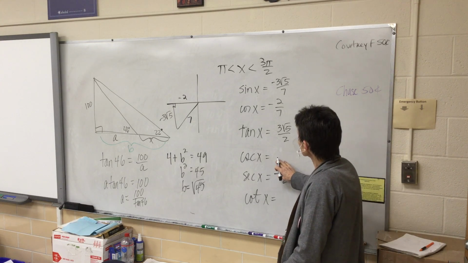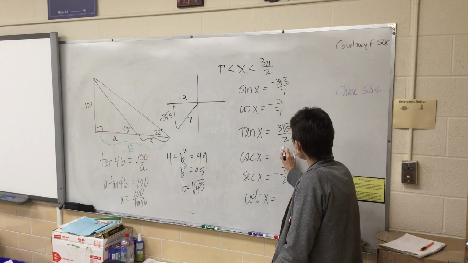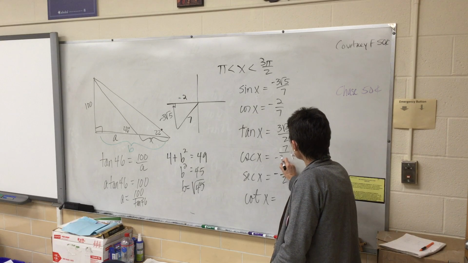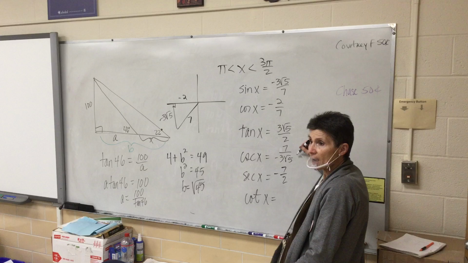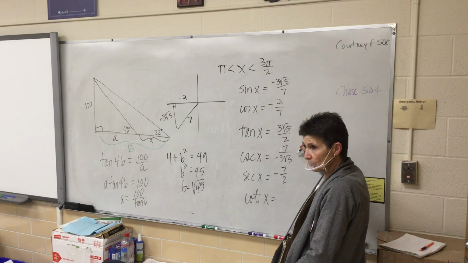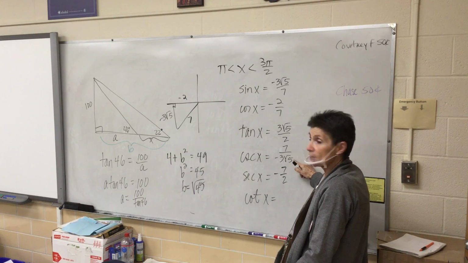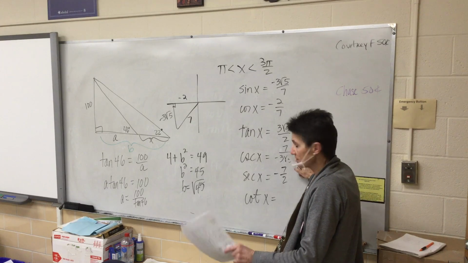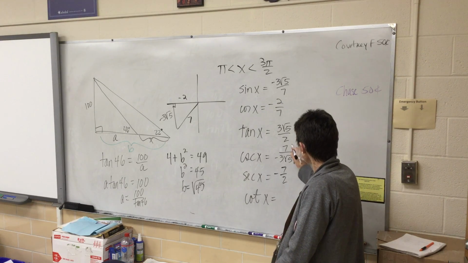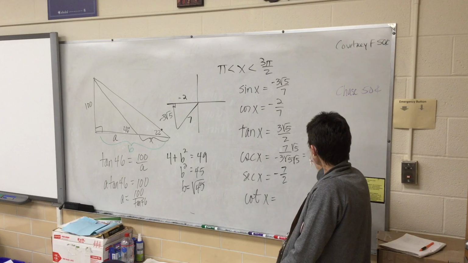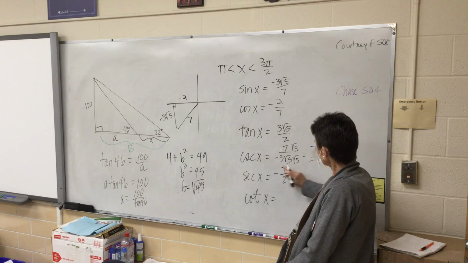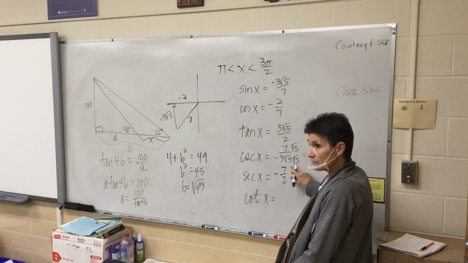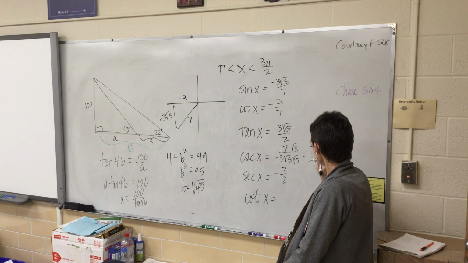Now, cosecant, you're going to flip the sign, so it's 7 over negative 3 root 5. What part of that denominator is bothersome? Just the root 5, right? So just the root 5, top and bottom by root 5. So we have 7 root 5 over what? Negative 3 times 5, so negative 15.